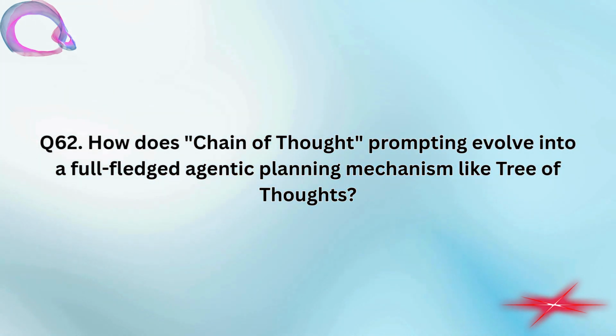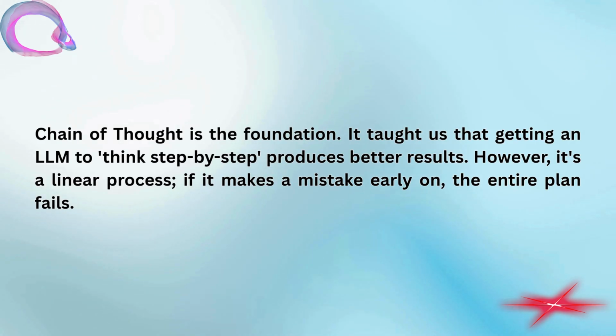How does chain of thought prompting evolve into a full-fledged agentic planning mechanism like tree of thoughts? Chain of thought is the foundation. It taught us that getting an LLM to think step by step produces better results. However, it's a linear process. If it makes a mistake early on, the entire plan fails.